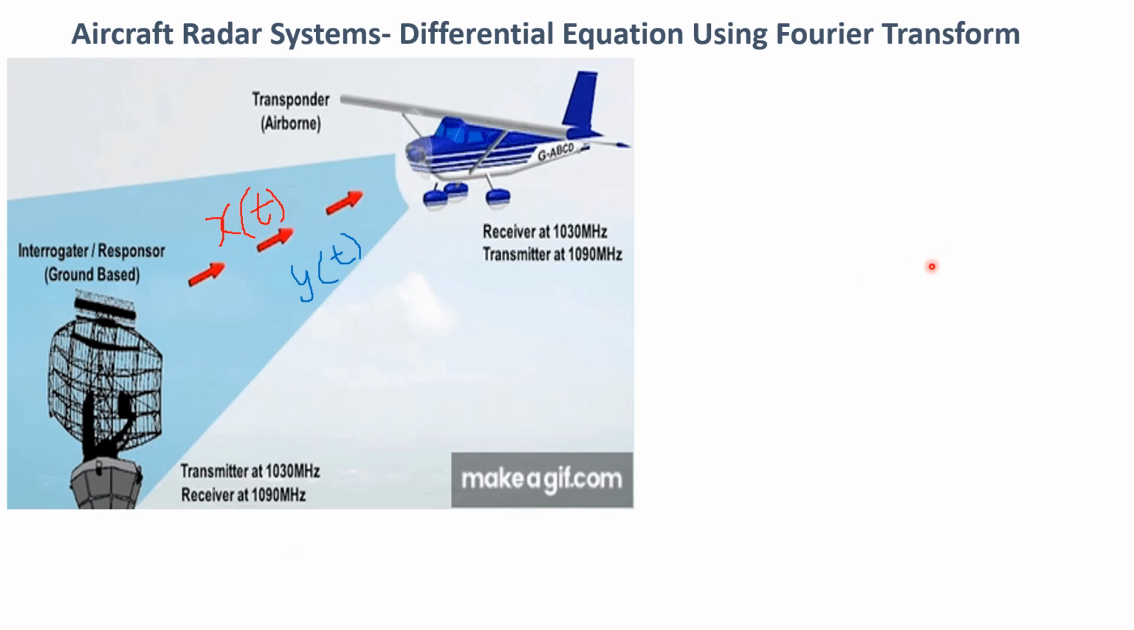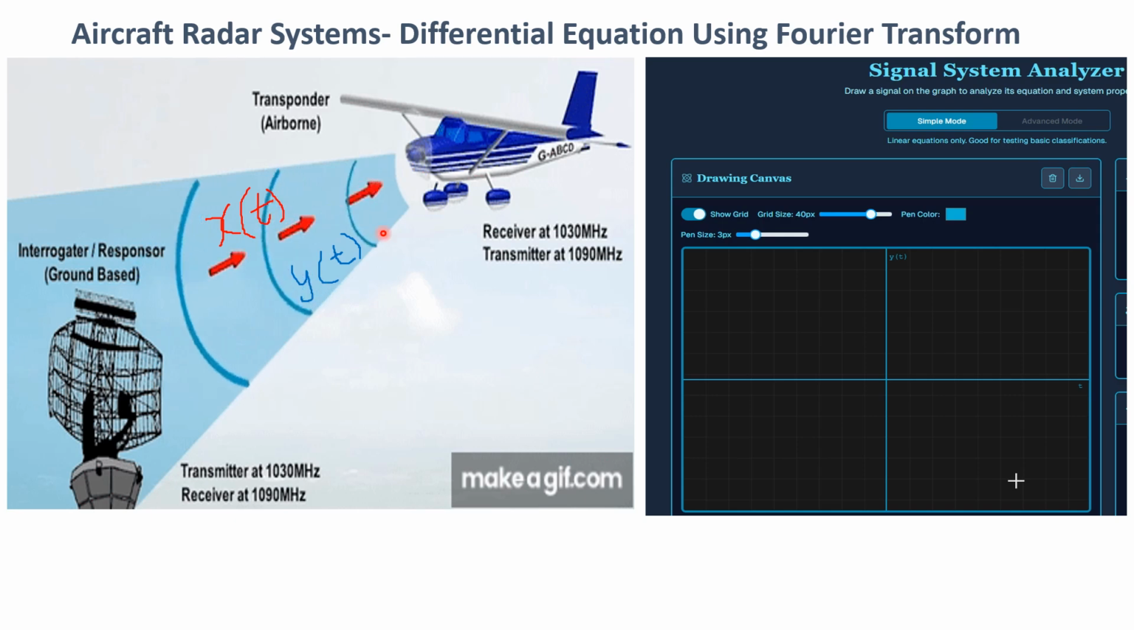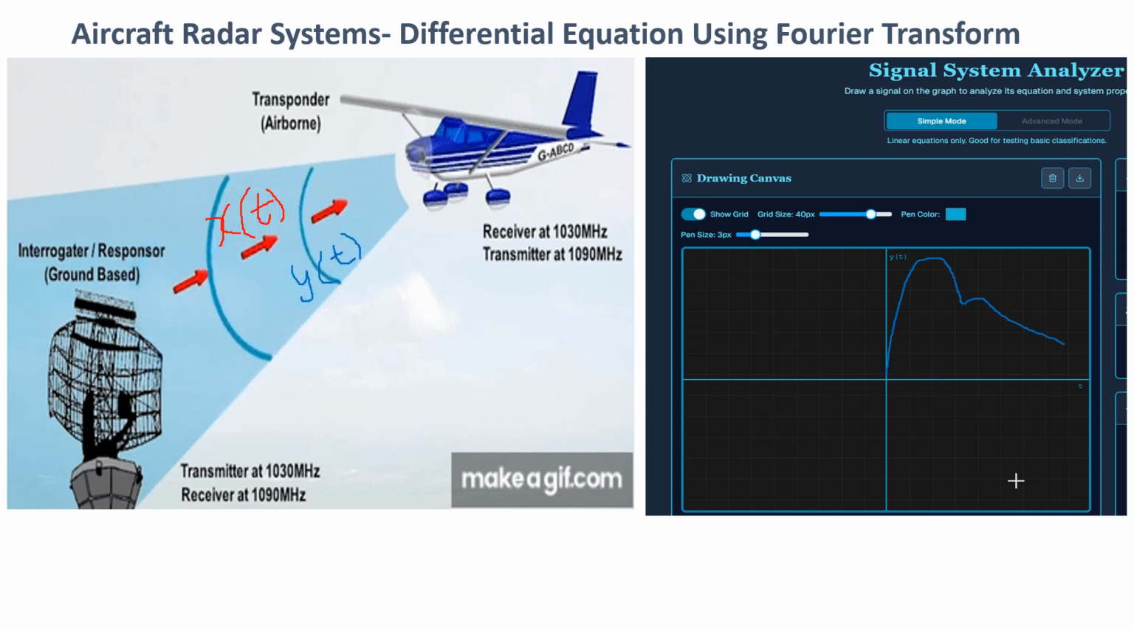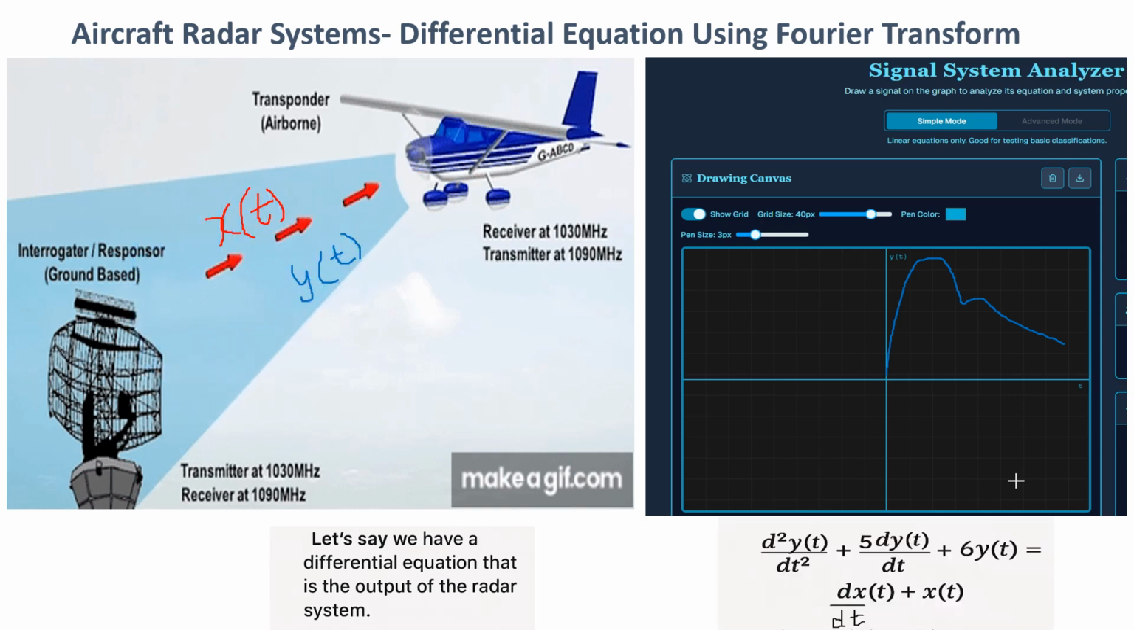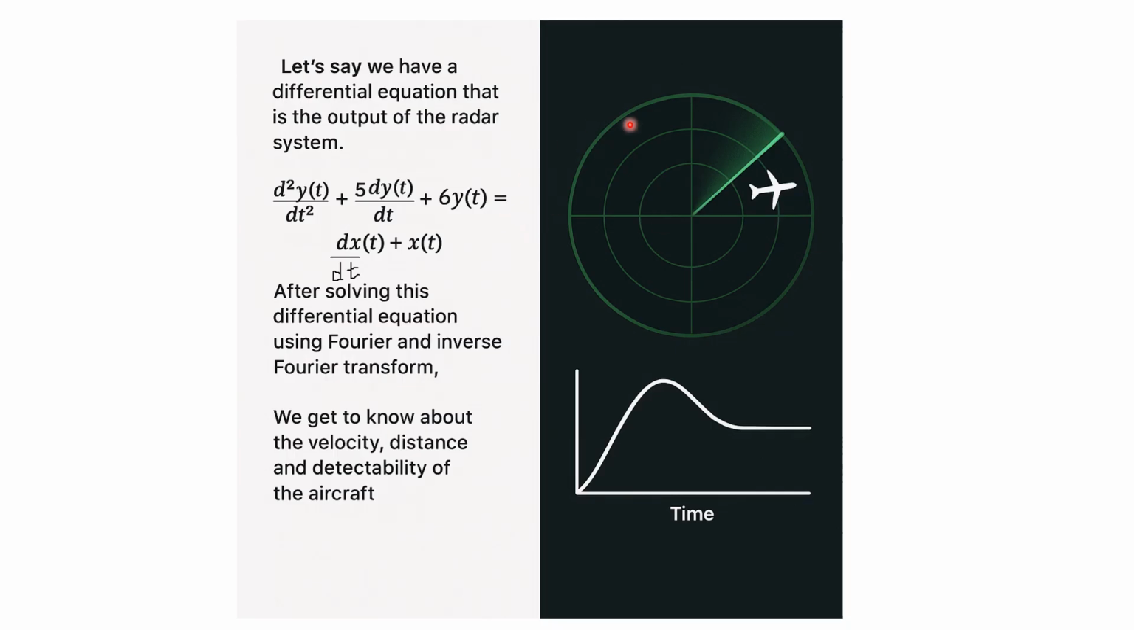Moving forward, we have another view. Let us say that the y of t transmitted back from the aircraft to the radar is drawn in this way. The equivalent expression, that is, the output of the radar system, gives the differential equation d square y of t by dt square plus 5 times dy of t by dt plus 6 times y of t is equal to d by dt of x of t plus x of t. This is the differential equation that in today's lecture we are going to solve using Fourier transform. In conclusion, the radar gives us the differential equation that needs to be solved using Fourier transform.